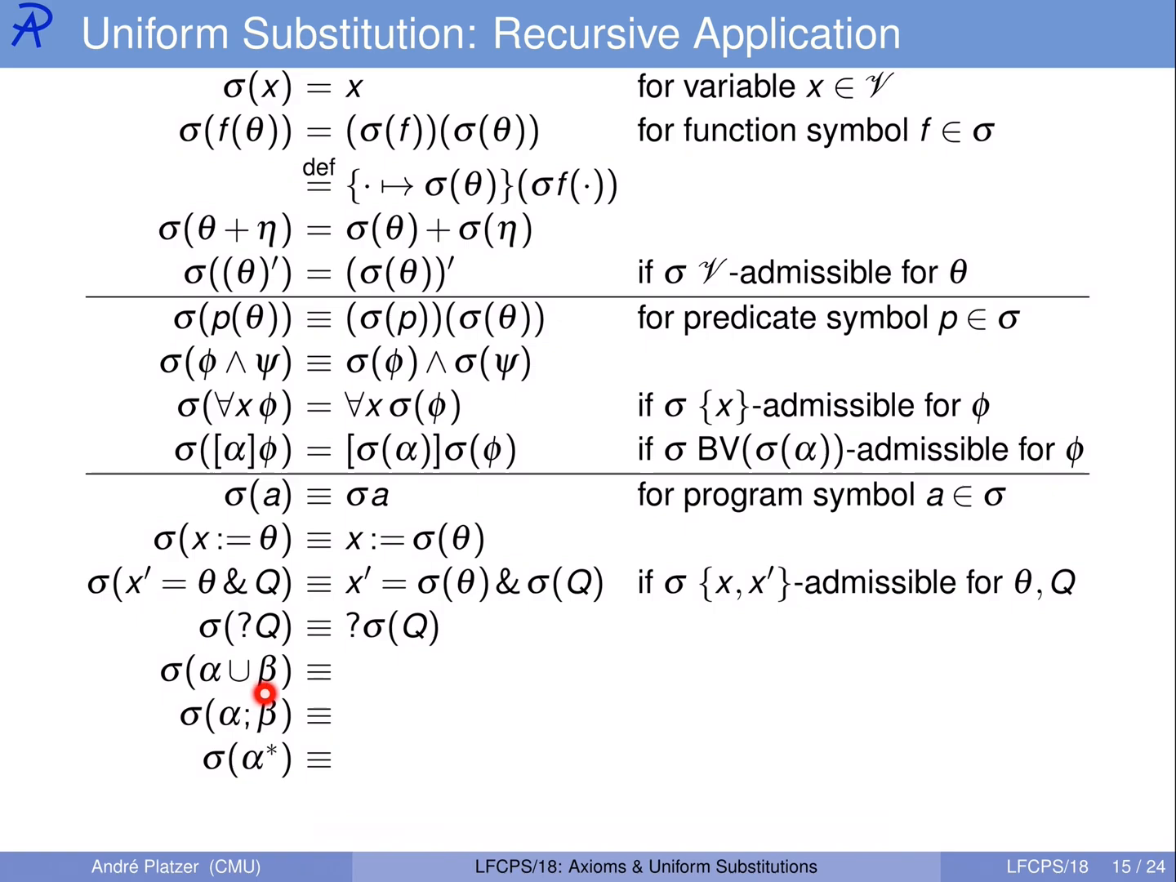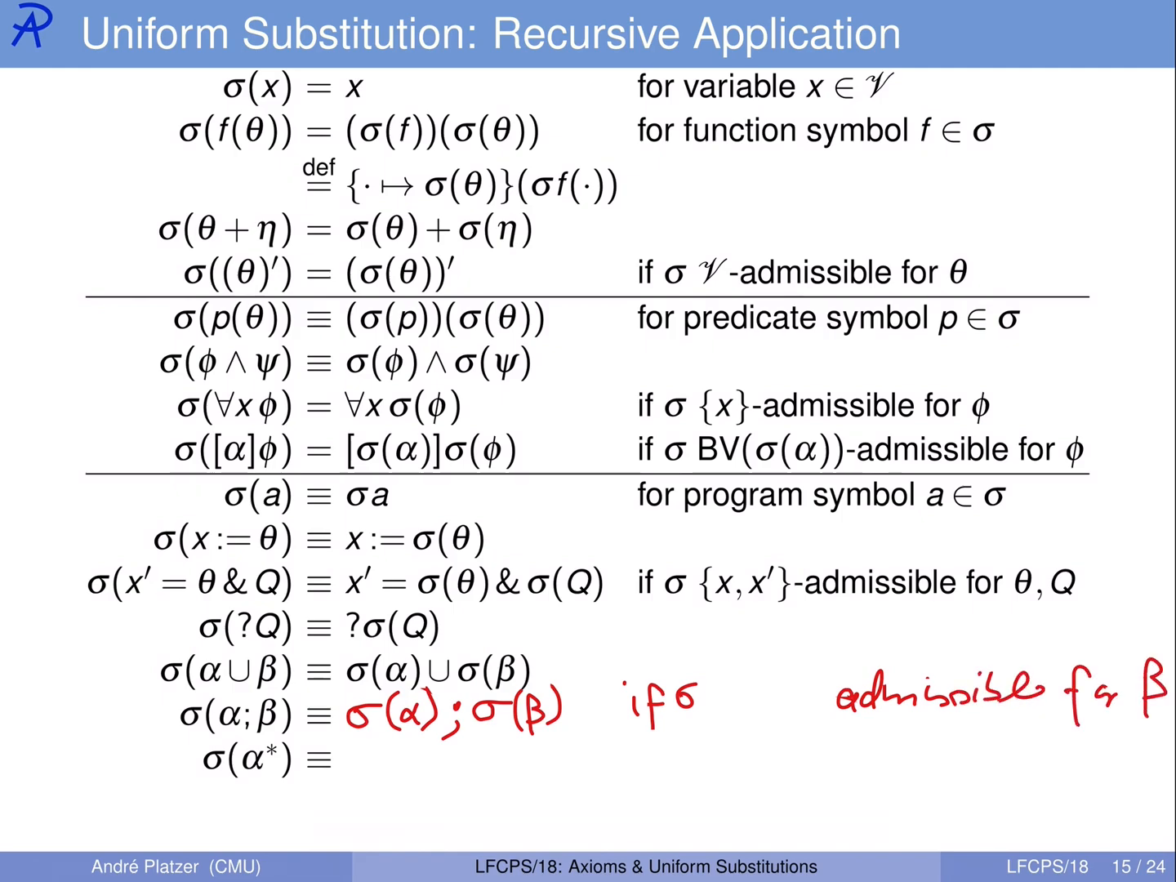Uniformly substituting a non-deterministic choice. That's, of course, uniformly substituting the left-hand side, and then uniformly substituting the right-hand side, and leaving the non-deterministic choice in place. That was easy. How do we uniformly substitute into a sequential composition? Well, I guess we need to substitute the left-hand side, substitute the right-hand side, and remember that there was a sequential composition. The output is sort of always canonical, but when is that actually okay? That's only okay if the substitution is admissible, again, compared to the appropriate set of variables.